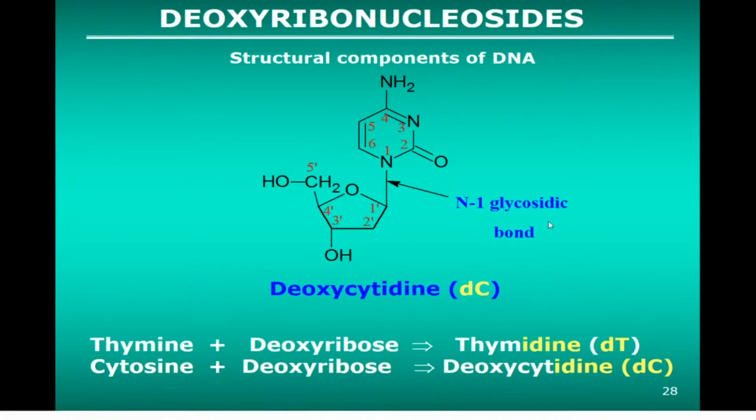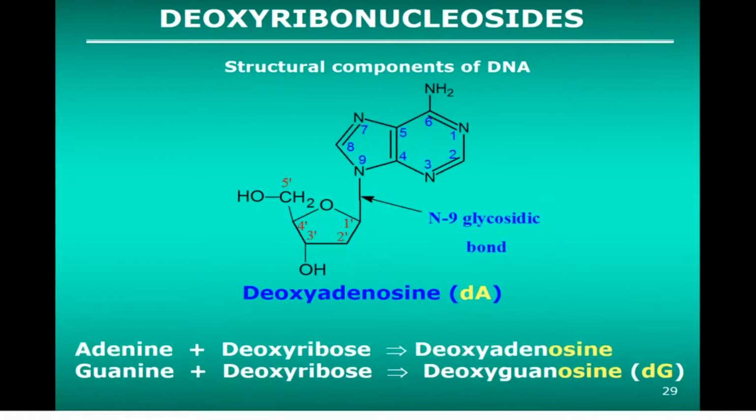And one glycosidic bond, same nature as in RNA. And for DNA, purine nitrogenous bases, so bond the same way as in RNA nucleosides. The suffix is still -osine, the prefix deoxy. Now here supposed to be DA. DA, deoxyadenosine, deoxyguanosine, DG, DA, and N9 glycosidic bond.